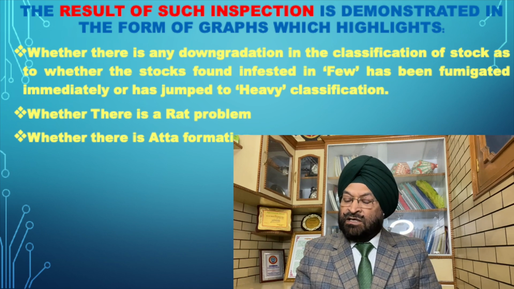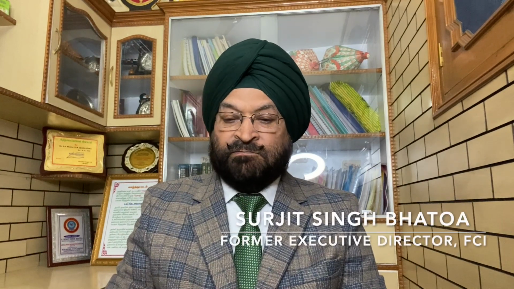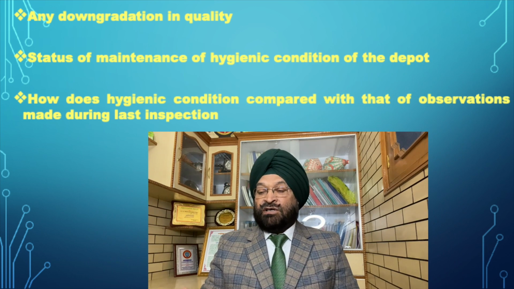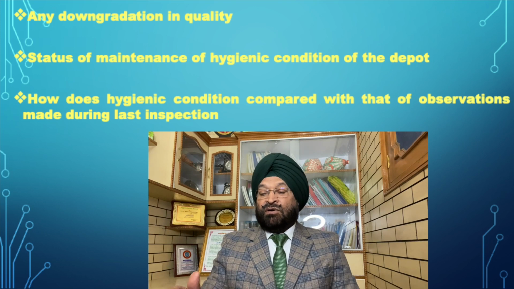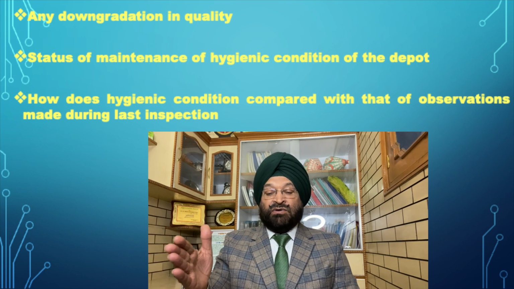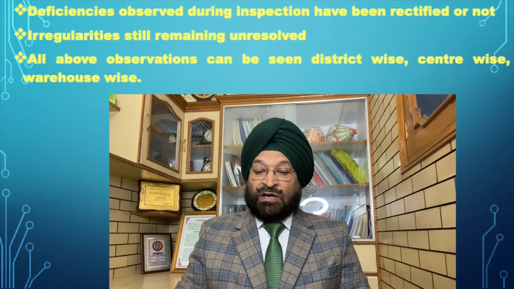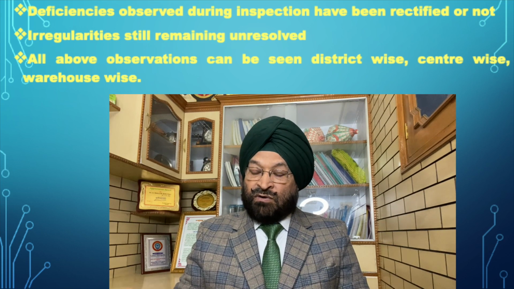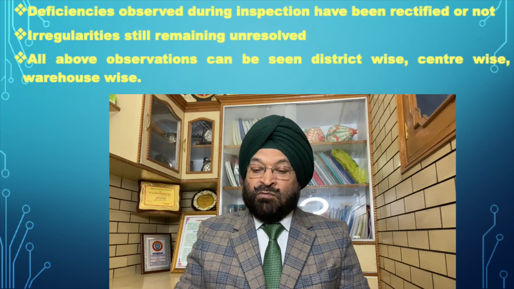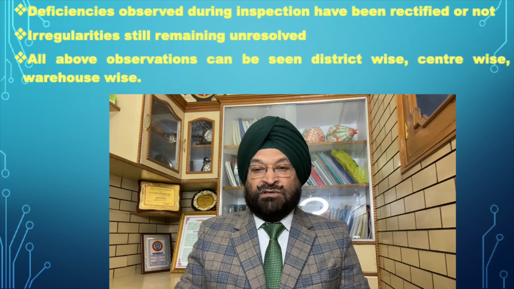Then whether there is any red problem, any fat formation, any downgrade in the quality status. Maintenance of hygienic condition of the depot: how does the hygienic condition compare with the observations made during the last inspection? So comparatively one can see. Then whether deficiencies observed during the inspection have been rectified or not, and irregularities still remaining unresolved. The software will tell. All the above observations can be seen district-wise, center-wise, warehouse-wise, unit-wise, or whatever it is.